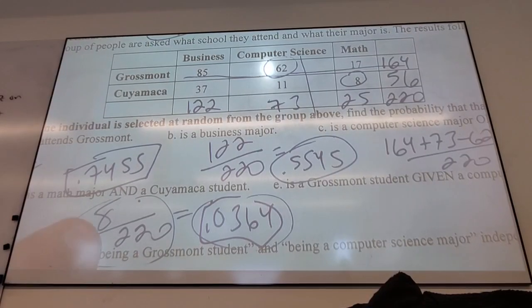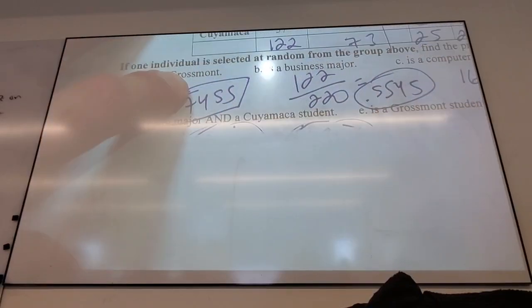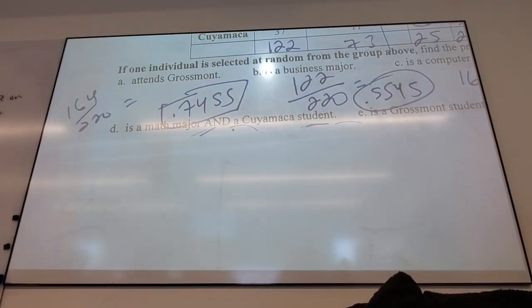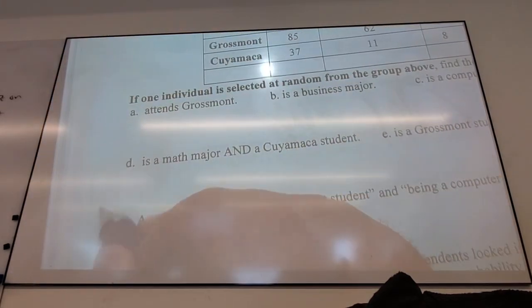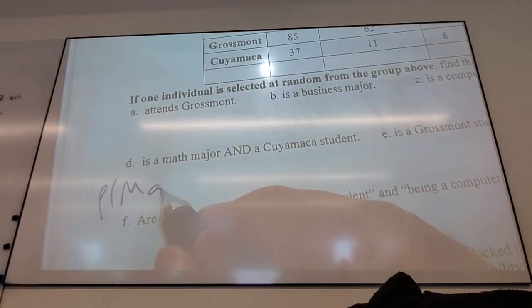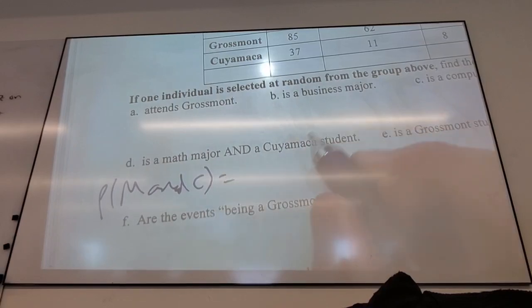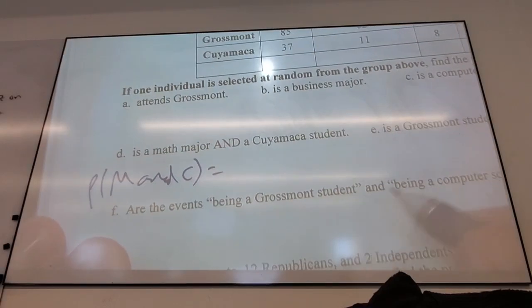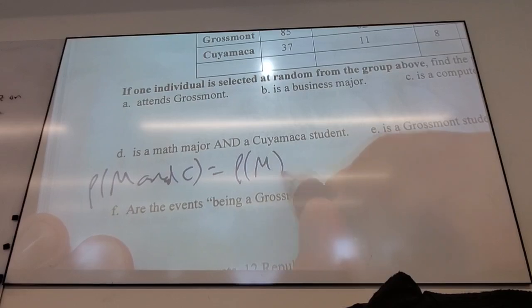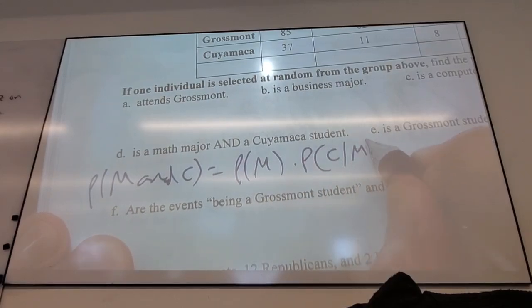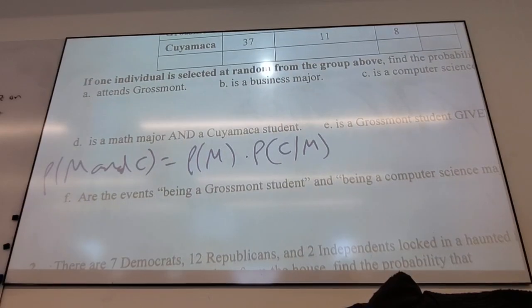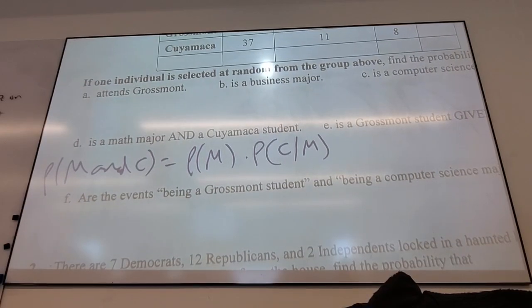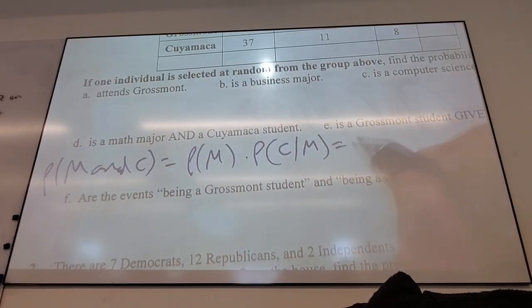Okay, so I'm gonna do this one a very, very silly way. In fact, let me get a clean piece of paper. Math major and Cuyamaca student. This would be the probability of a math major times the probability of a Cuyamaca student given math major. Just watch. Don't even write this, okay? That's the formula for and. That's one formula for and. Is that cool?